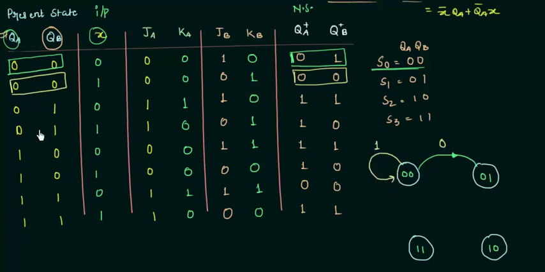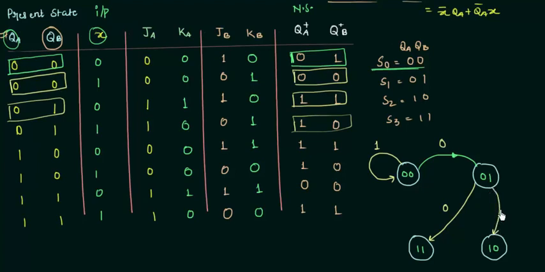When I am on S1, 0 1, and if I make the input equal to 0, I am going to 1 1. It means I am going to S3 if I make the input equal to 0. And when the input is 1 and I am on S1, the next state is 1 0. It means it is S2. So I am going to be on S2 from S1 if the input is 1.